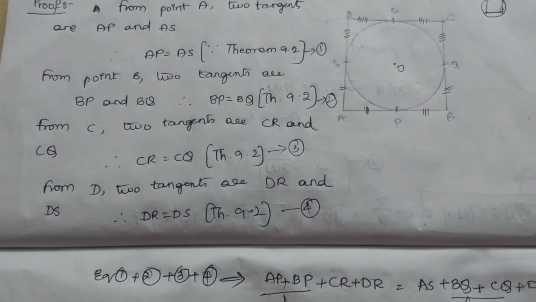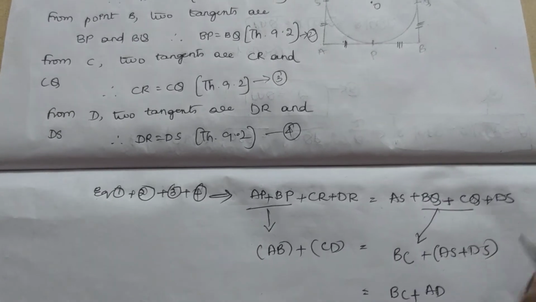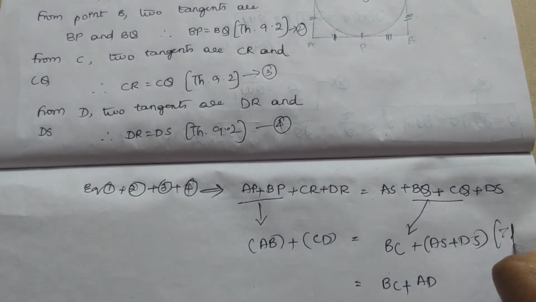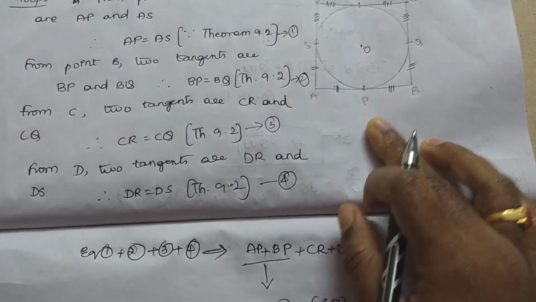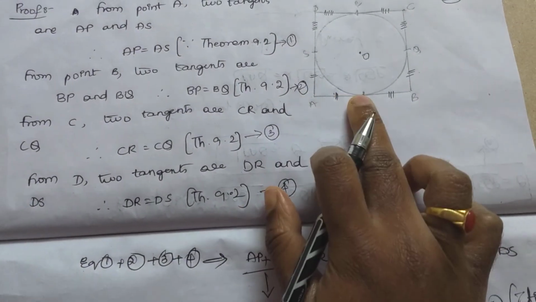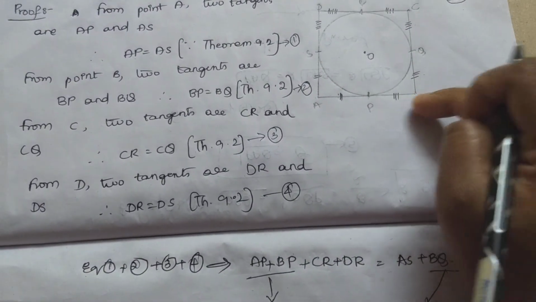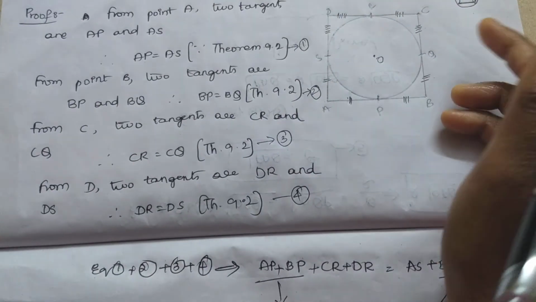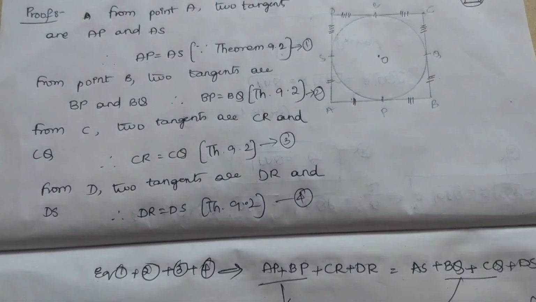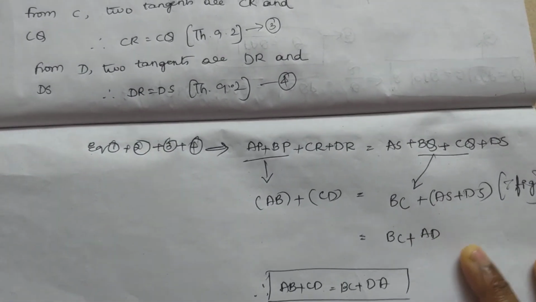Based on that, I have just added the equations, and from the figure, see here, when you are writing here, write in brackets 'since figure'. We got everything based on the figure here. We have just seen the figure. What does AP plus PB become? It's AB. In the same way, CQ plus BQ becomes BC, CR plus DR becomes CD, and DS plus AS becomes AD. So in the same way we did from the figure. So this is the proving part.